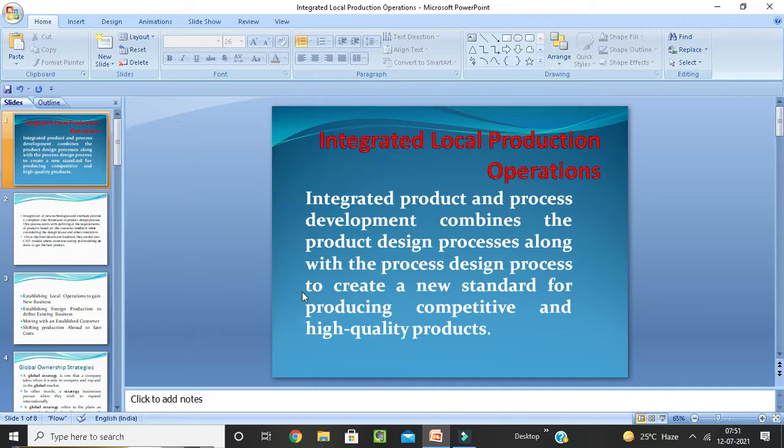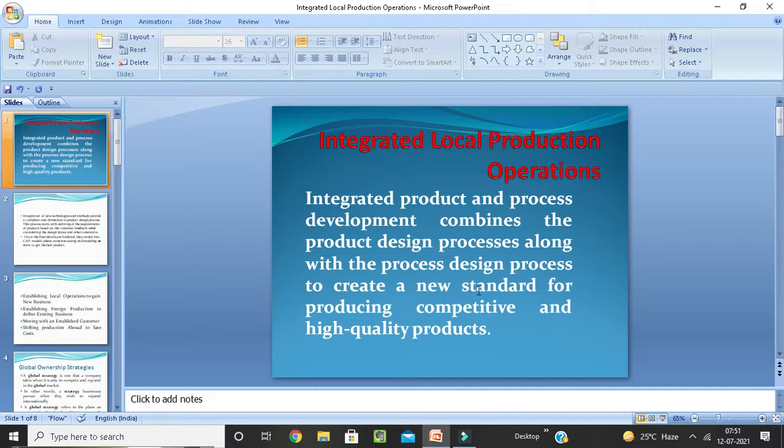Since the building of a plant involves a substantial outlay in capital, companies only do so where demand appears assured. Often, one of the primary reasons for establishing factories in foreign countries is to take advantage of lower costs in the country, thus providing a better basis for competing with local firms or other foreign companies already present. Integrated product and process development combines the product design process along with the process design to create a new standard for producing competitive and high quality products.